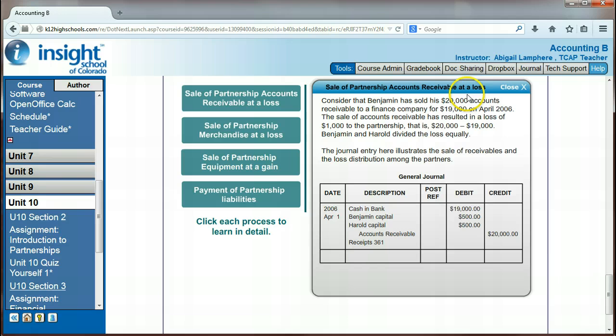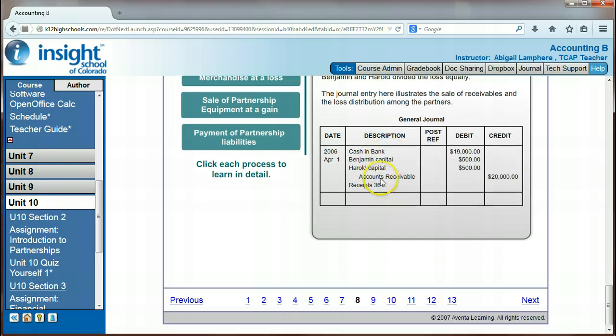So again, they had this $20,000 out in accounts receivable. They sold it to a finance company that said, hey, we'll pay you $19,000 for the $20,000 worth of accounts, and that's going to give that finance company $1,000 revenue for taking over the responsibility of collecting those bills. That helps Ben and Harold out because they're not out $20,000. They actually only lost $1,000 by selling it for $19,000. So here's what that journal entry would look like.